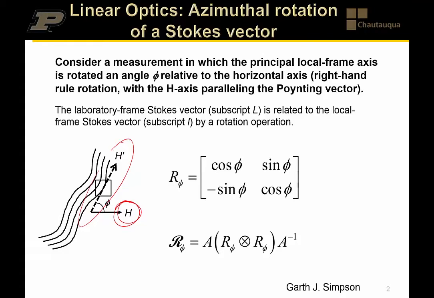then for the Jones vector, if you just want to relate some vector property in the Jones reference frame from the HV reference frame to the H prime V prime reference frame, you do that through a standard 2x2 rotation matrix. So this would be, for example, rotating a Jones vector.